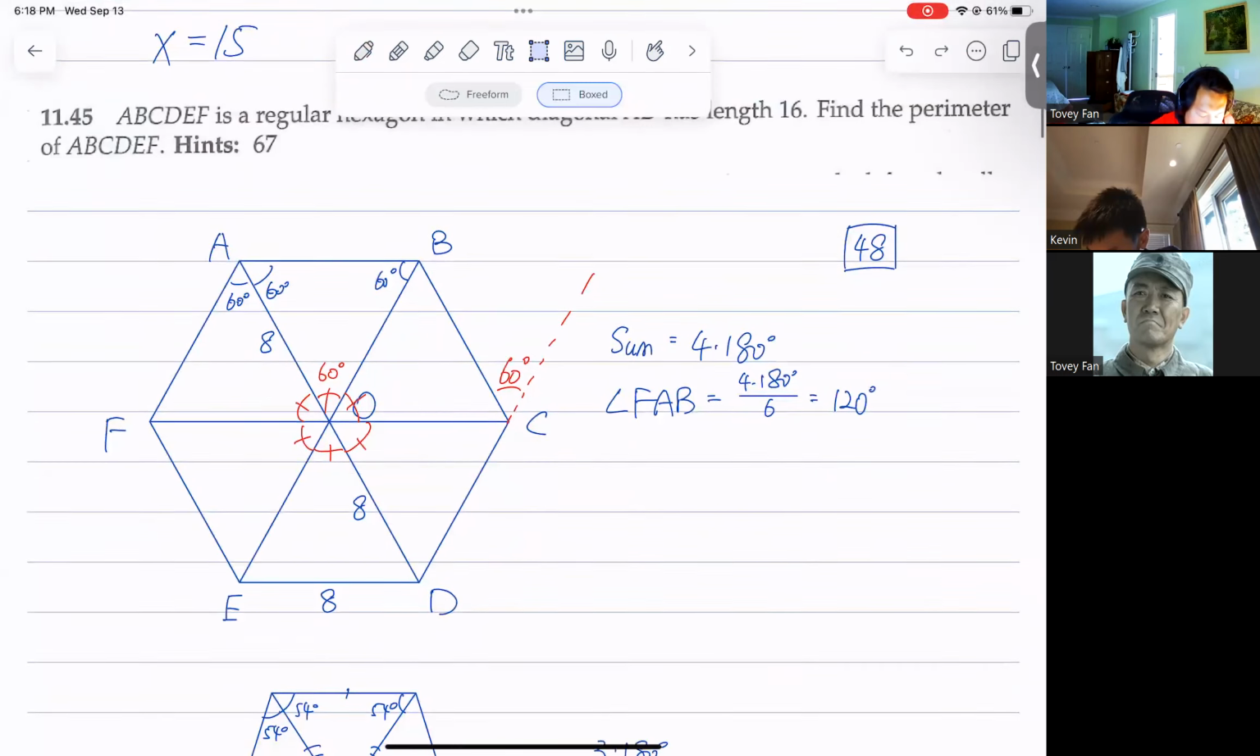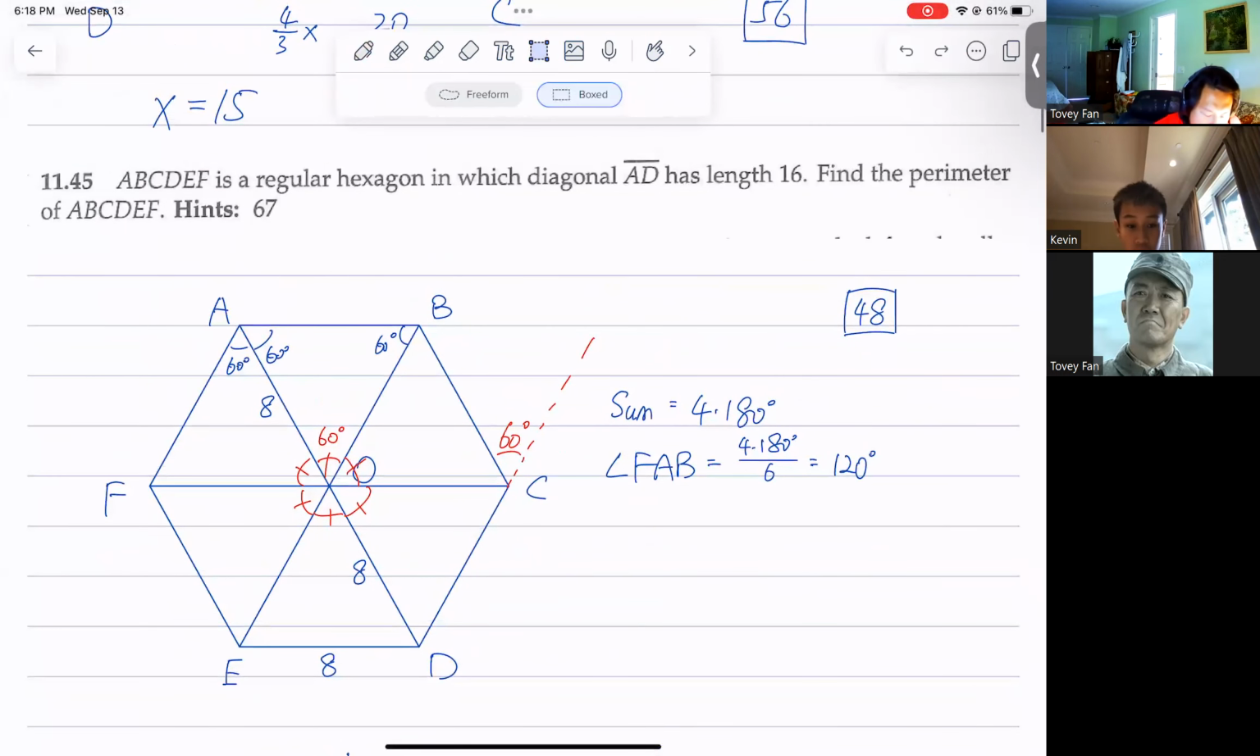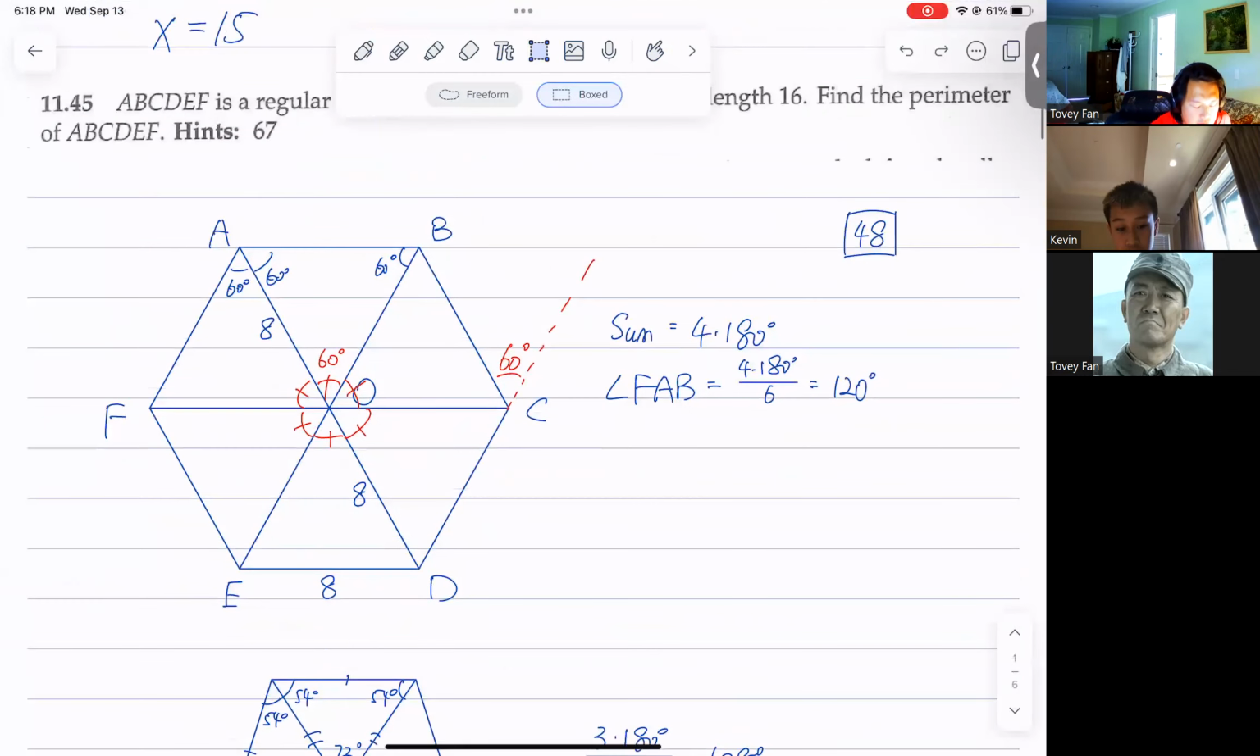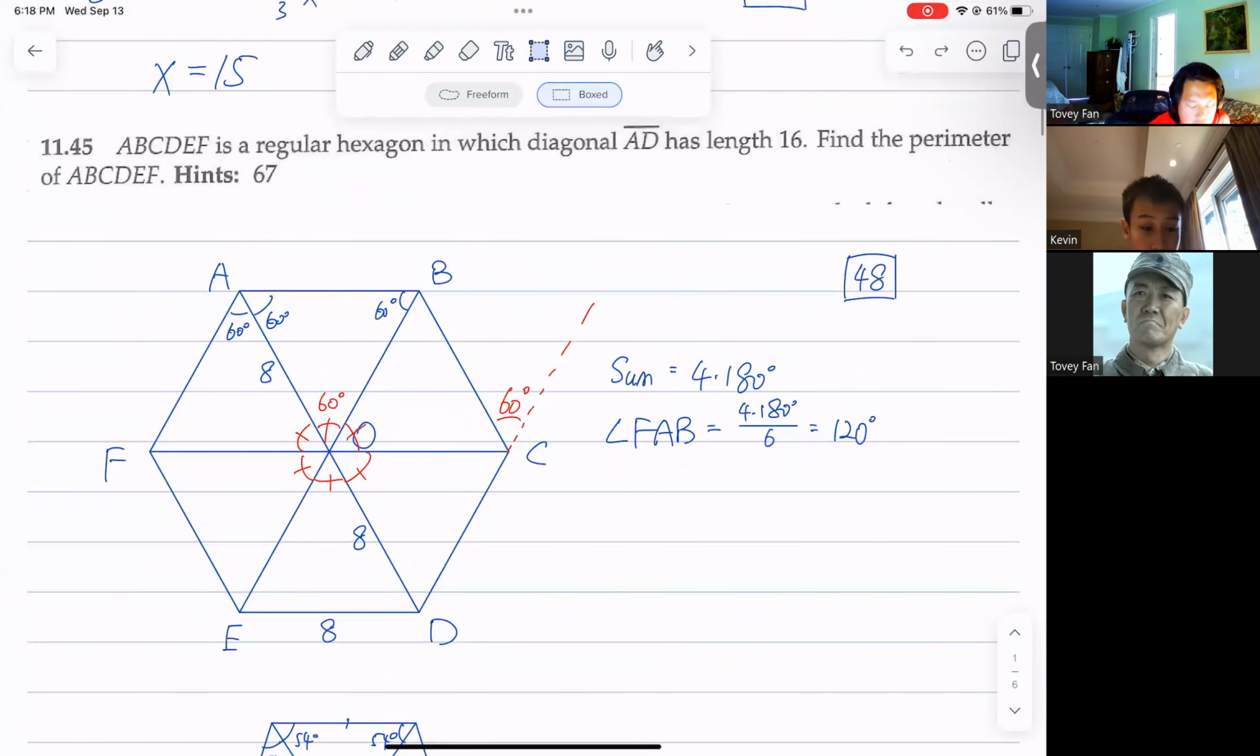For this one, I remember that you didn't solve it because you didn't realize that when we do this, you basically just have 6 equilateral triangles. If they're all equilateral triangles, every side is equal, so you can find the perimeter.